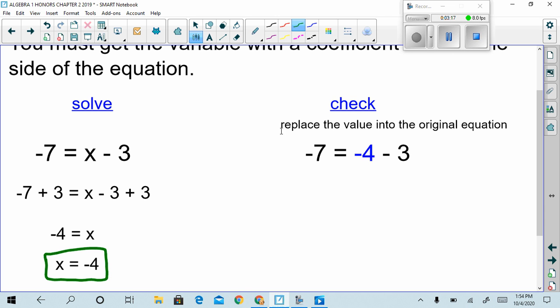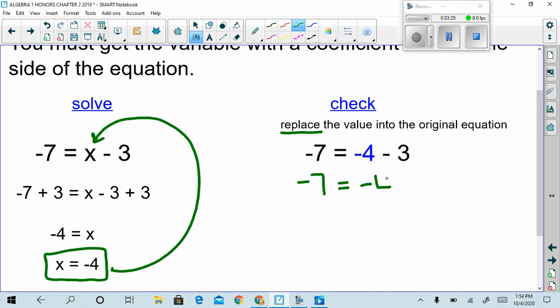To do the check, we just want to replace this value for x in our original equation. So 7 equals negative 4 minus 3. The rules of subtraction, if you remember, are to add the opposite. And when the signs are the same, you just add and keep the sign, and it works.